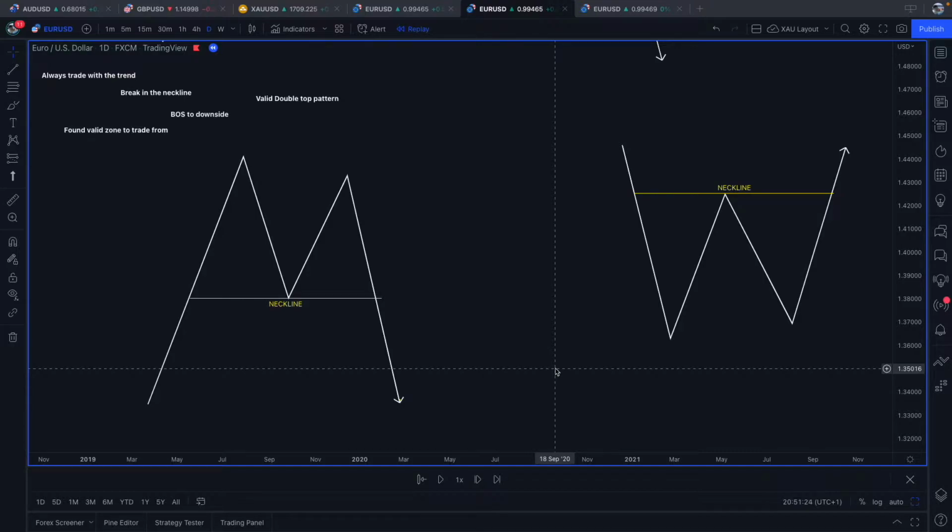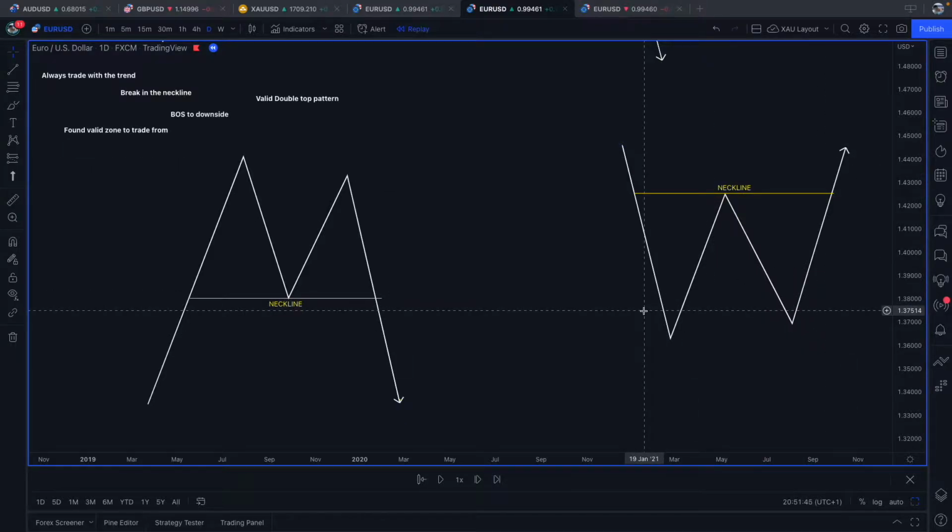I thought I would start with this pattern as this is probably one of the most commonly used patterns in the Forex scene, and it's probably one of the most reliable as well. As we can see on screen, on the left side here, we have a double top. This is a clear drawing of a double top pattern. Here we have a double bottom pattern.